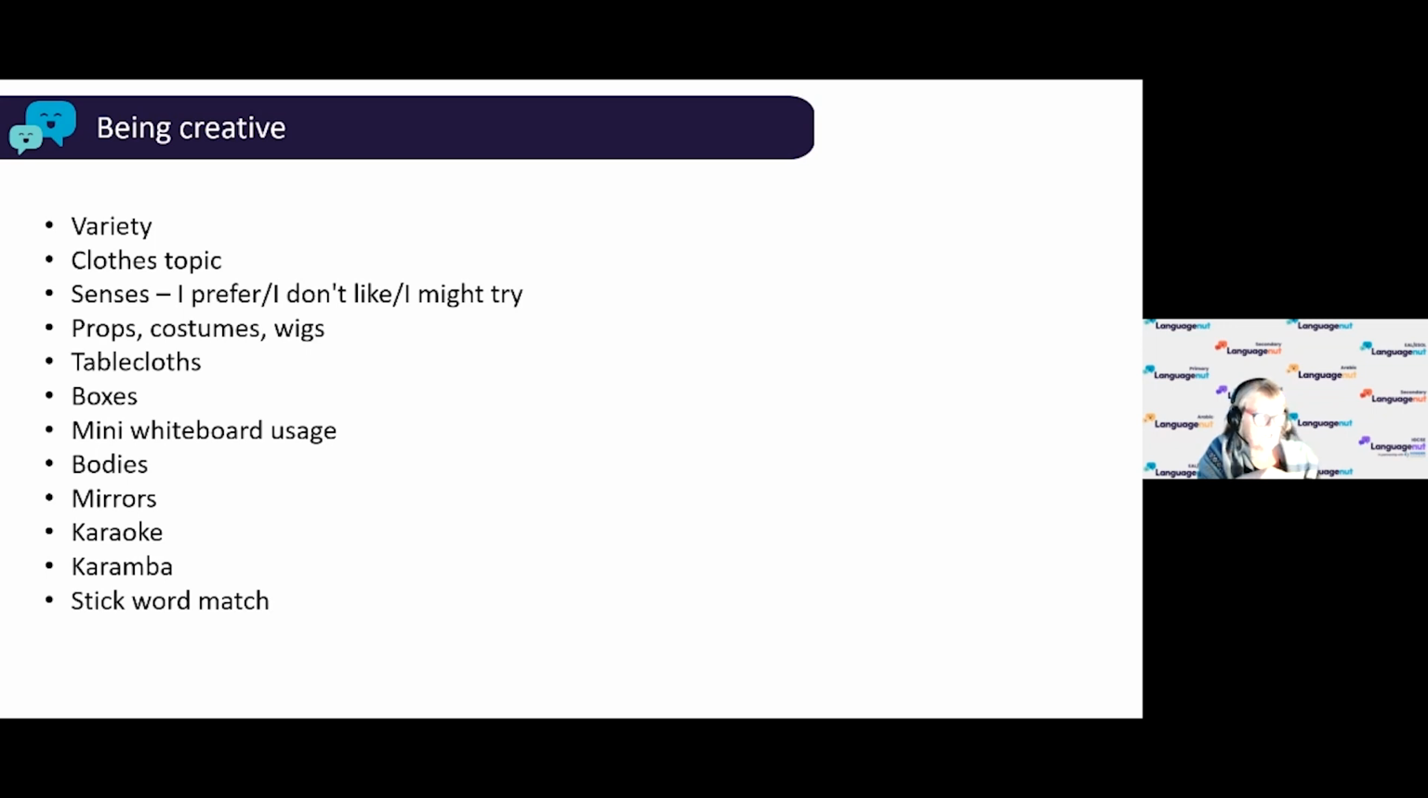Mini whiteboard uses, I could spend five hours on that. There's so much that you can do in different sessions with mini whiteboards. I'll leave that particular one because I think if you're interested, I can send you my page document.